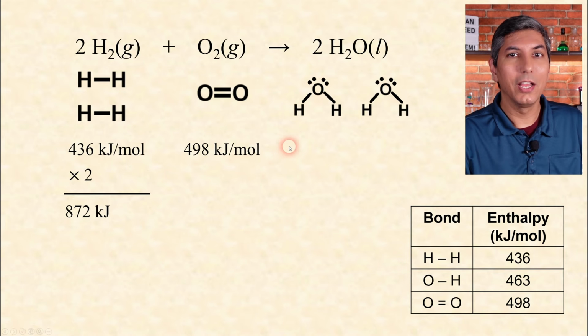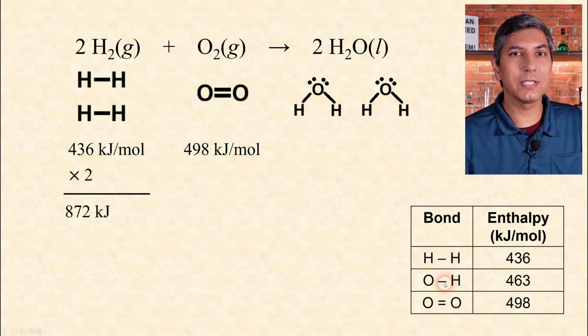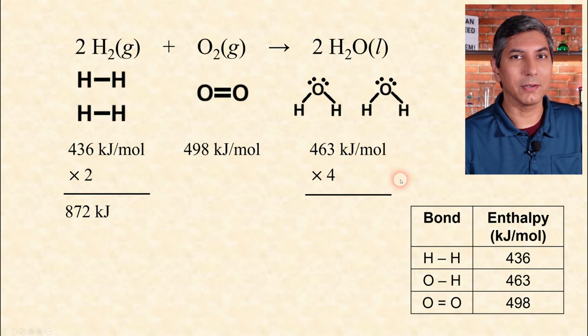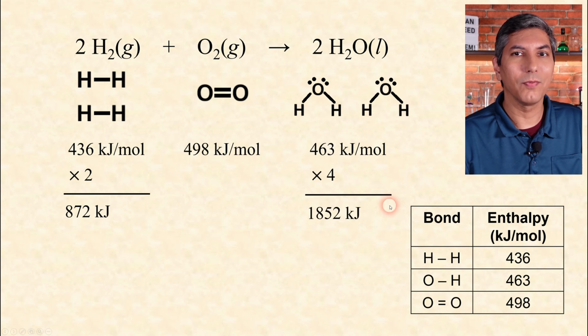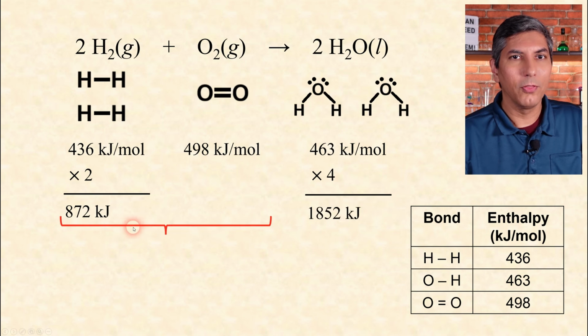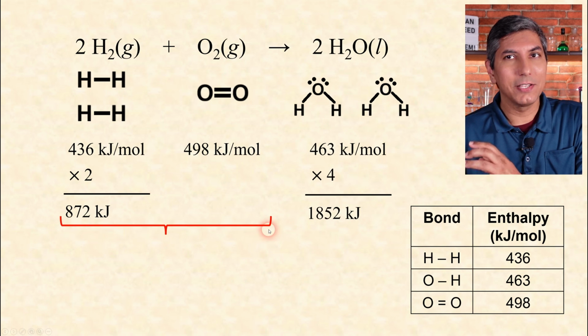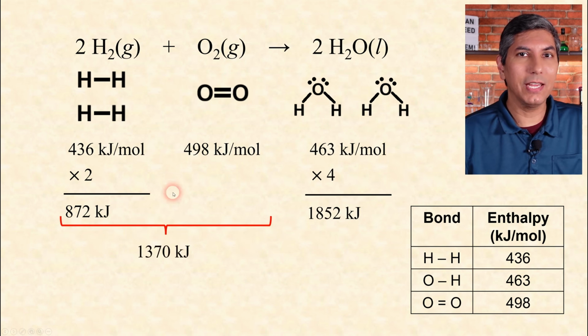On the product side, we have 2 water molecules. Each oxygen-hydrogen single bond has an enthalpy of 463 kilojoules per mole. Since there are 2 water molecules and 2 bonds in each molecule, that means we're working with 4 bonds here. That's a total of 1,852 kilojoules. The sum of the bonds broken, those on the reactant side, is 1,370 kilojoules.